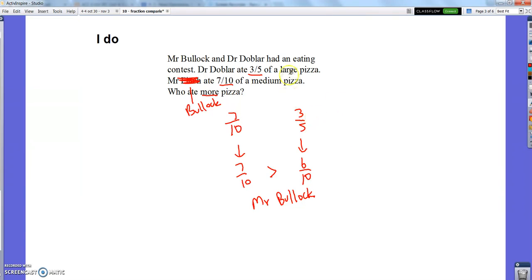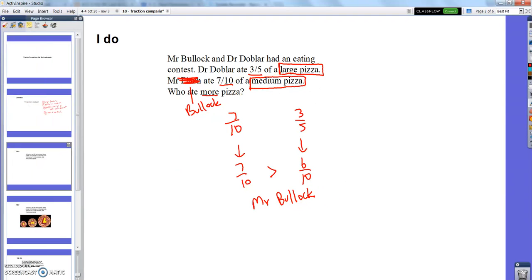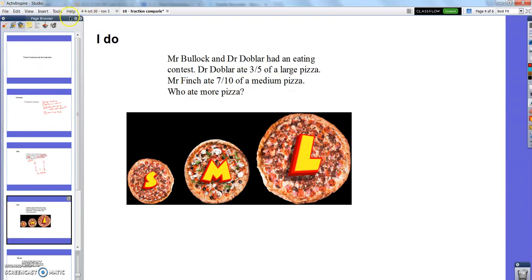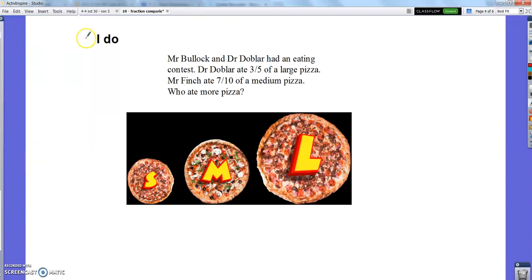But keep in mind, in this problem, I ate more of a large pizza. Mr. Bullock ate more of a medium pizza. Doesn't necessarily make sense to do this in this situation because we're not even talking about the same size pizza. Right? Comparing fractions only makes sense when you're comparing the same thing, or you're comparing the same whole.